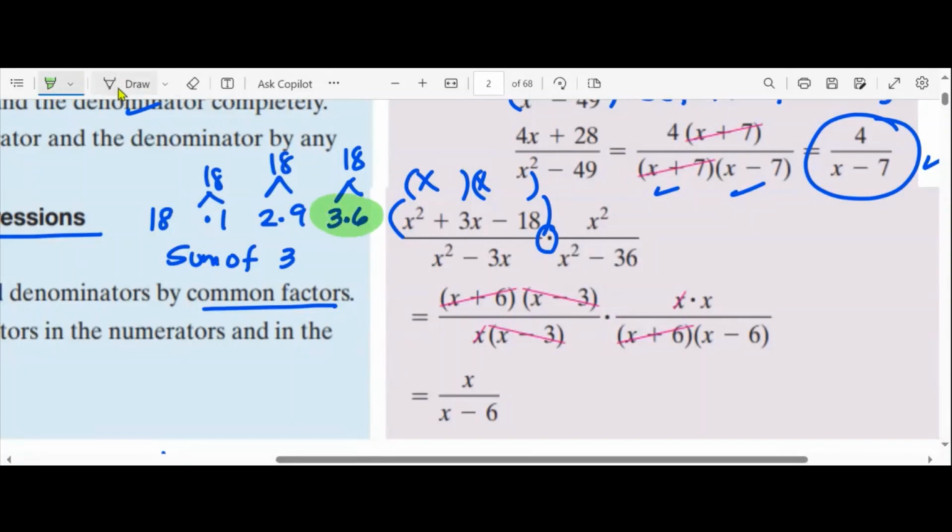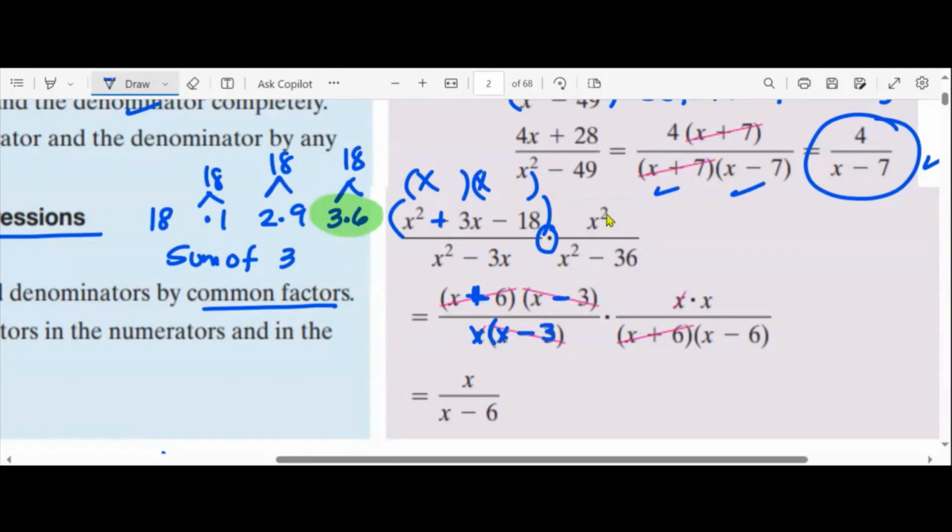3 and 6. Okay. So here I have 3. Is it going to be minus or plus? Minus. Why minus? Because the bigger number takes the plus, because we have plus here. Okay. Divided by x squared minus 3x. Do we have a greatest common factor here? Yes, x. So what's left? x minus 3. Up to here is clear?